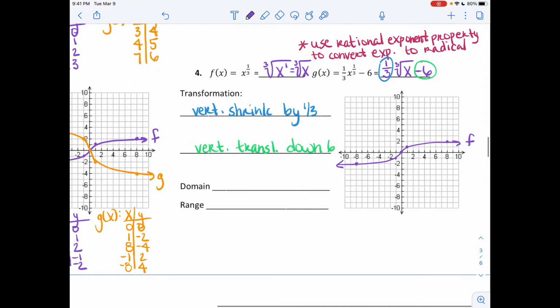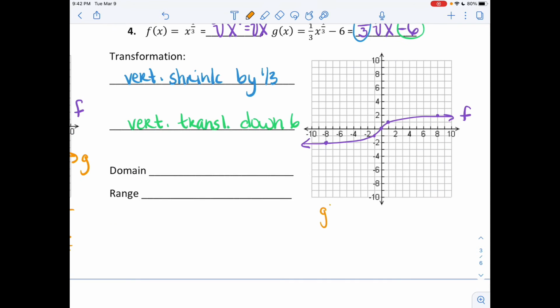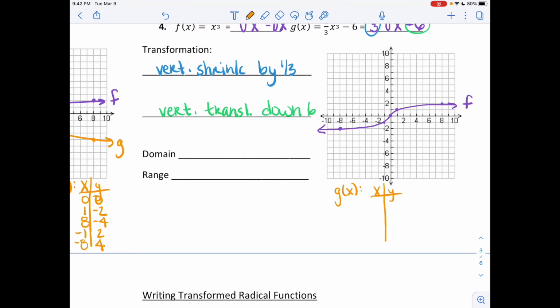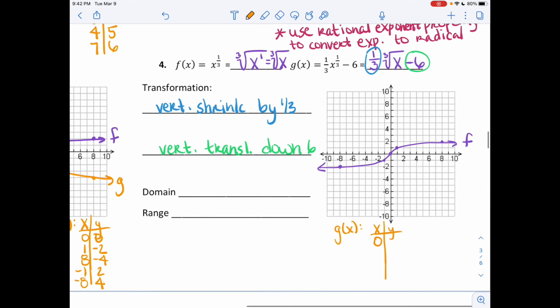Now let's talk about g. Now g has been vertically shrunk by 1/3, so it means it's getting further from the vertical axis. It's going to be becoming more horizontal, getting closer to that horizontal line. And I've translated down by 6. For g of x, doing an xy chart, I haven't moved left or right, so I'm going to go ahead and start out with an x value of 0 and see what y is going to be. So if I put a 0 here, this entire thing will be 0, and I've got a -6. Well, that makes sense because I said that I translated down by 6.